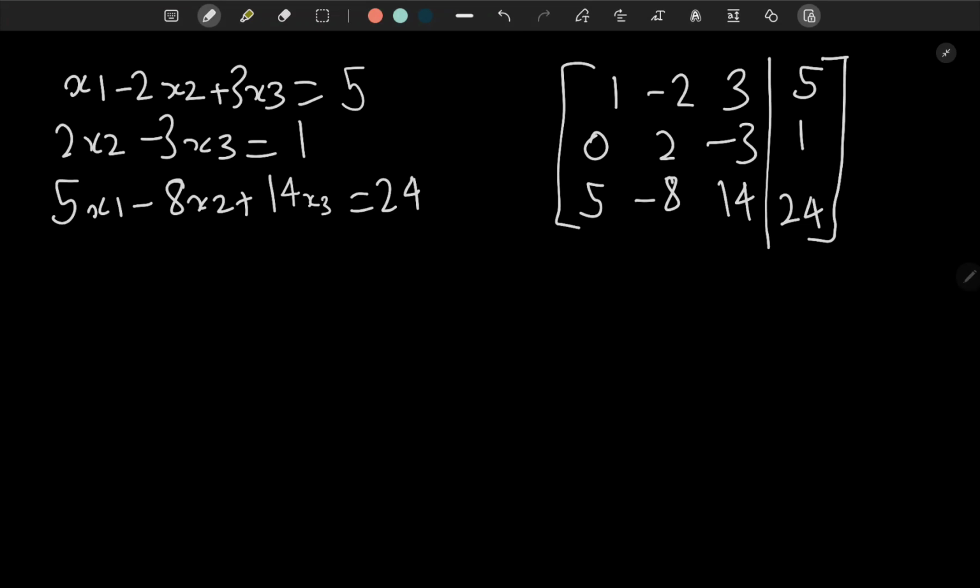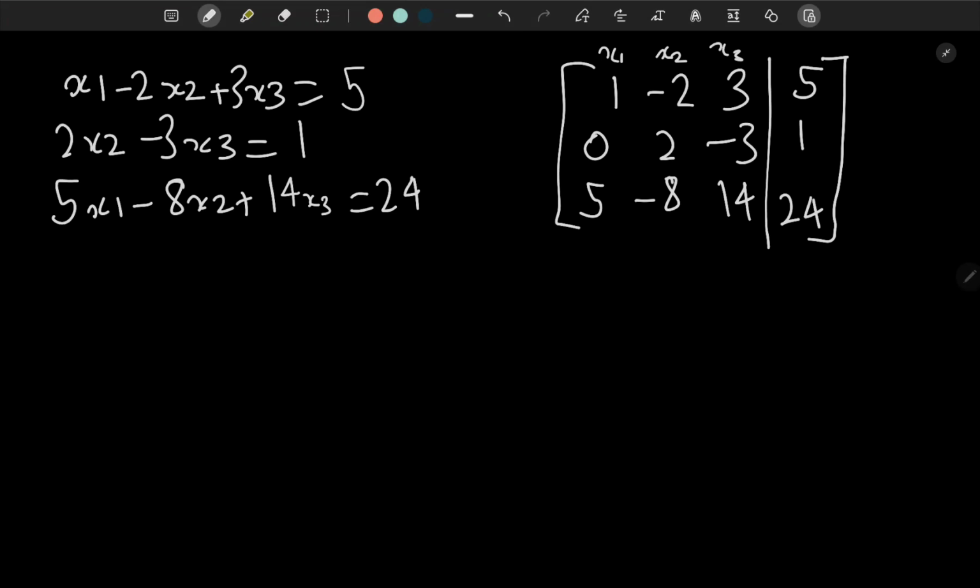As you can see, the first column is x1, the second column is x2, and the third is x3, and these are just the coefficients. In the first equation, the coefficient of x1 is 1, the coefficient of x2 is -2, and x3 is 3. We just write that, then draw a vertical line and write what it equals, so 5, 1, and 24.